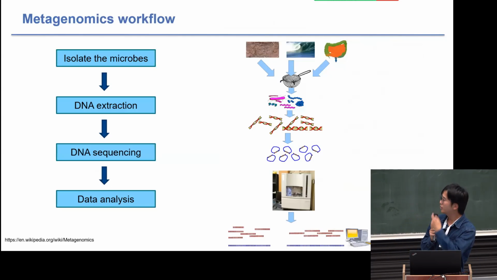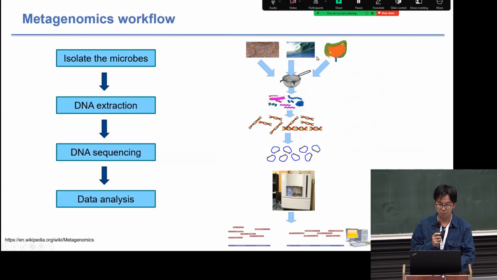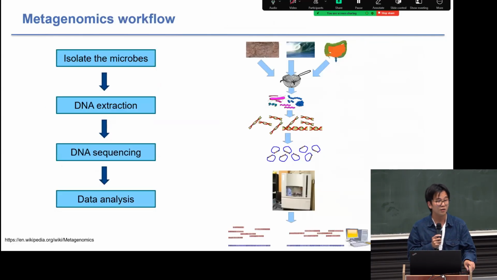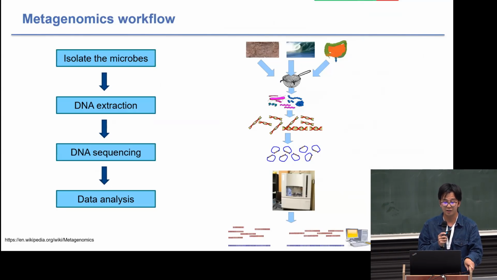So here you can see the workflow of metagenomics in modern times, and if you compare it with the previous one, there is no big difference. Basically, what we usually do is to isolate the microbes, extract the DNA and do the DNA sequencing, and at the end, we analyze the data to determine who they are and what they can do.